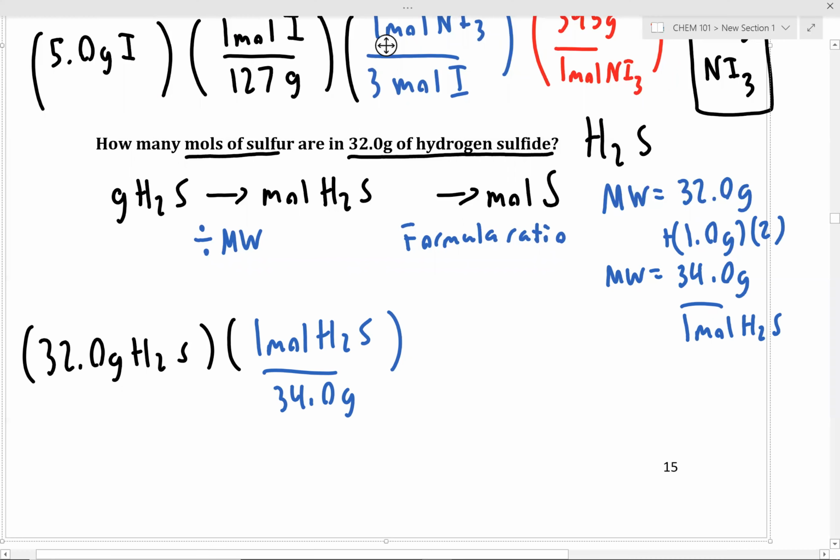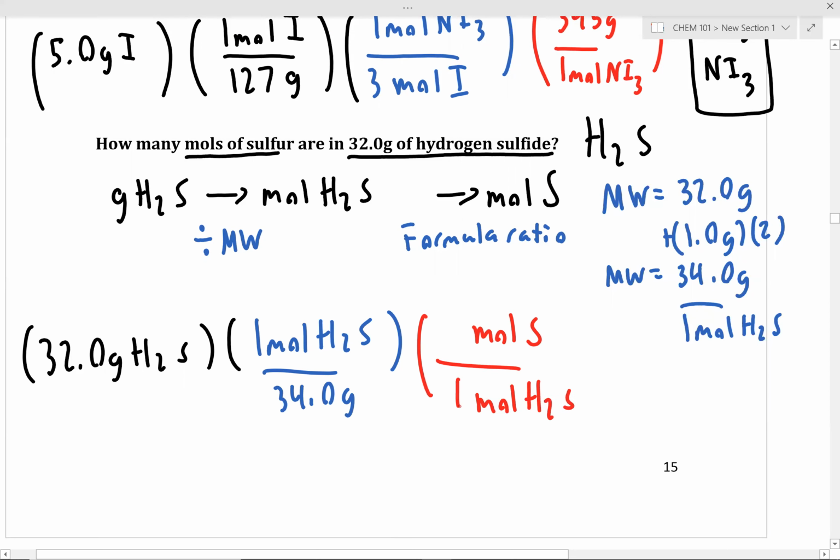Additionally, let's now fill in our formula ratio. If we're going from moles of H2S to moles of sulfur, what units need to be on top? Moles of sulfur. So how many moles of sulfur are present per mole of H2S? What is our mole to mole ratio? 1 to 1, exactly right.